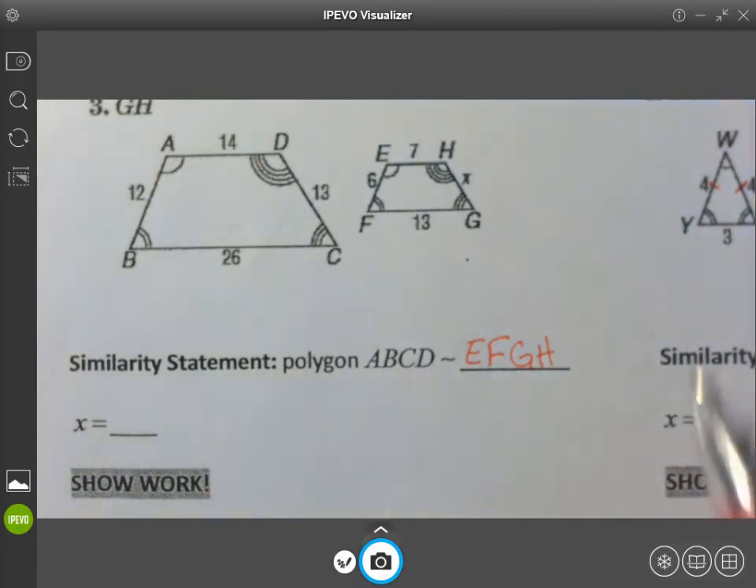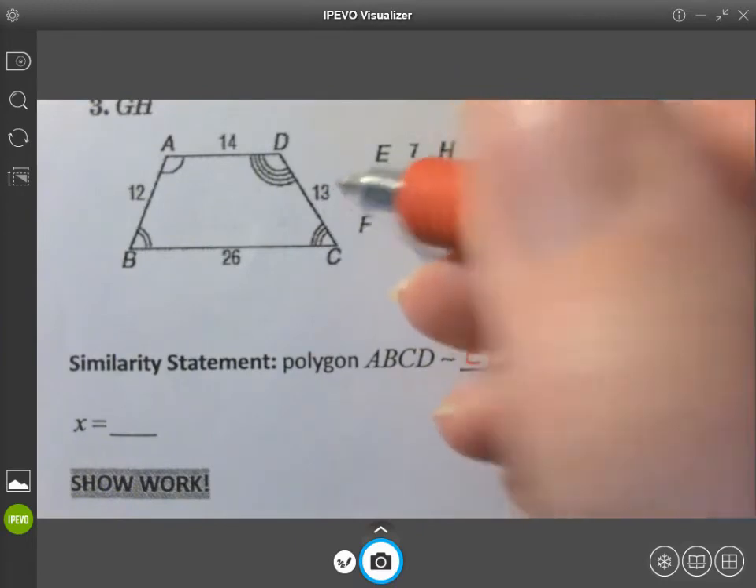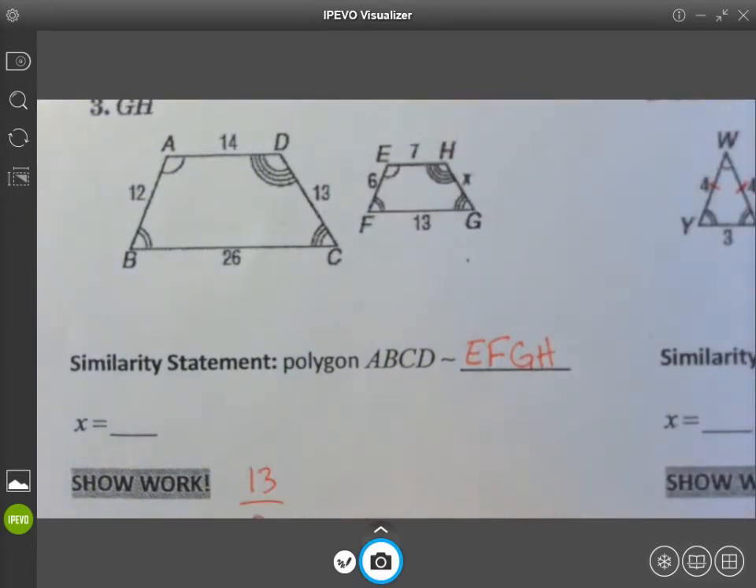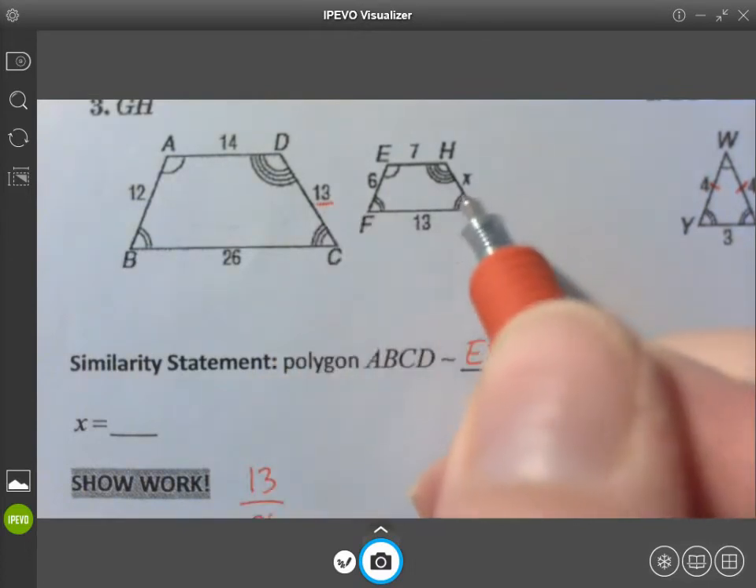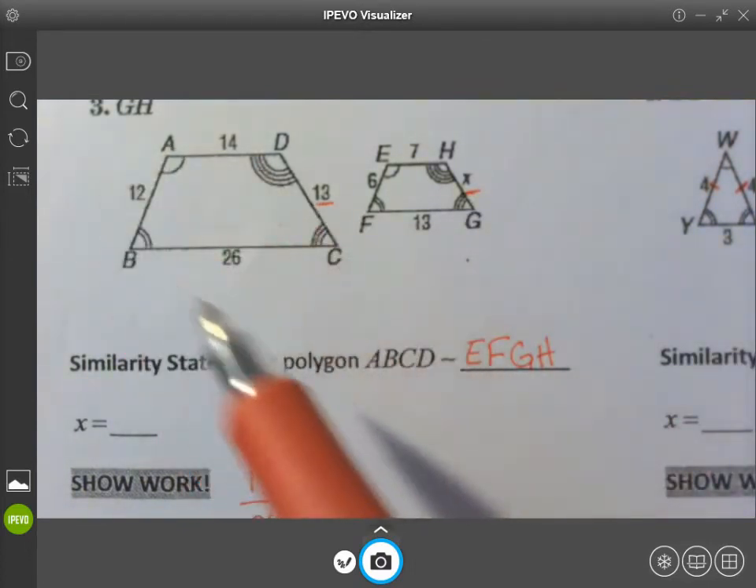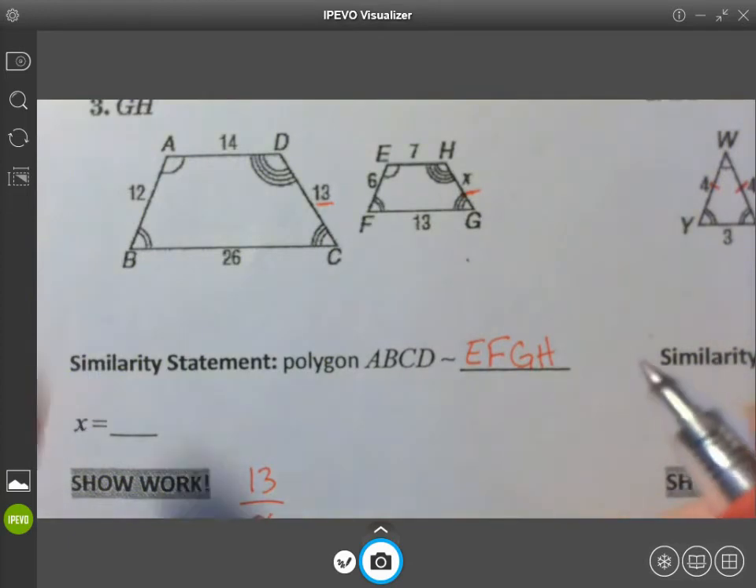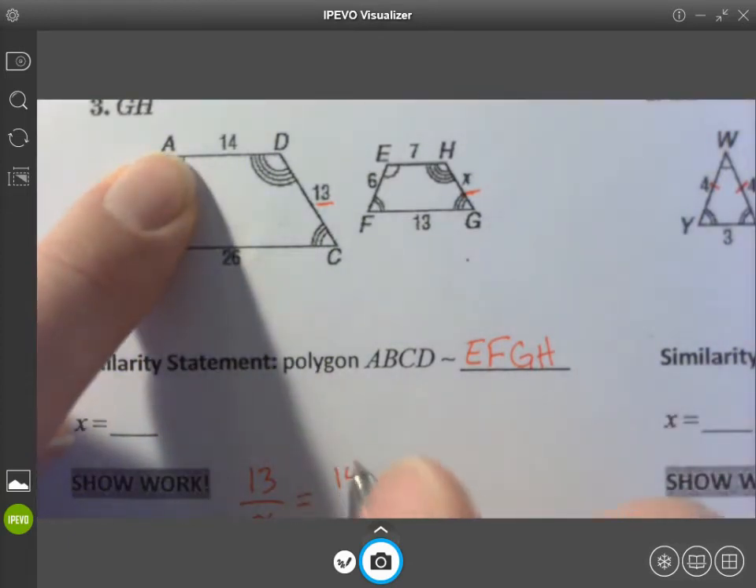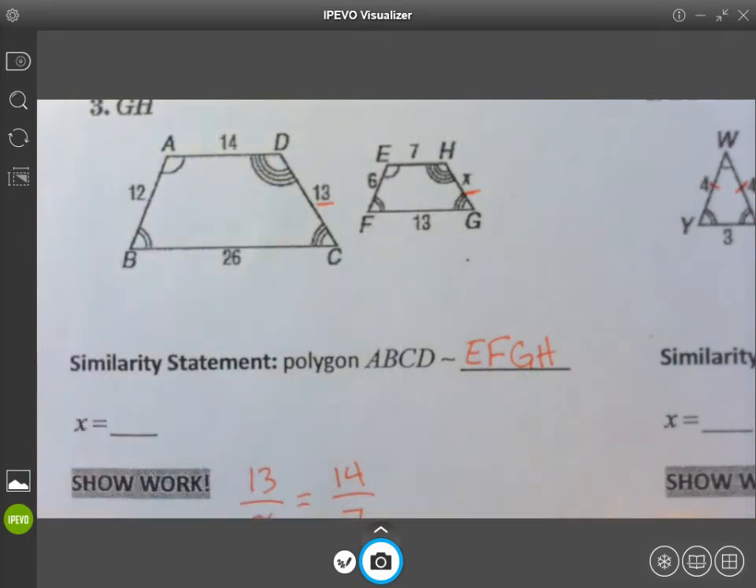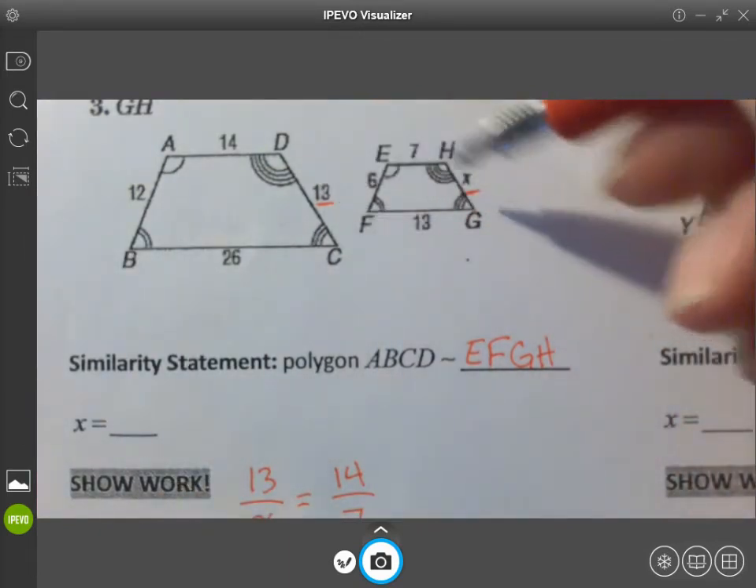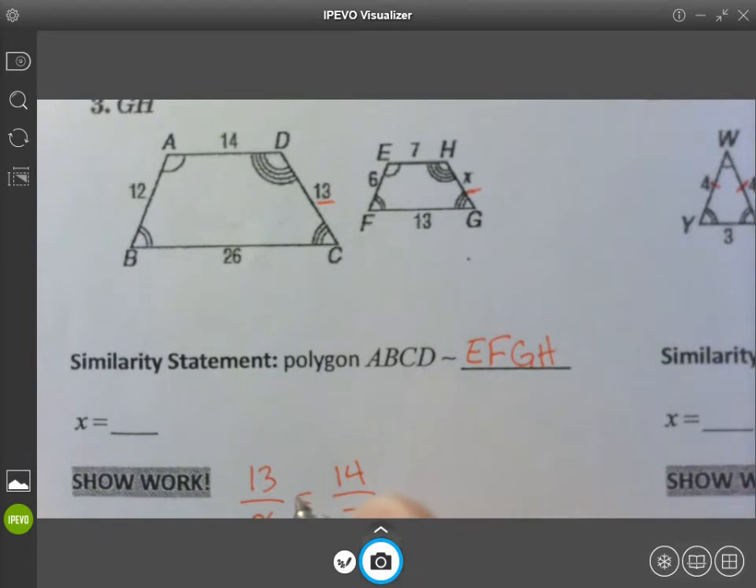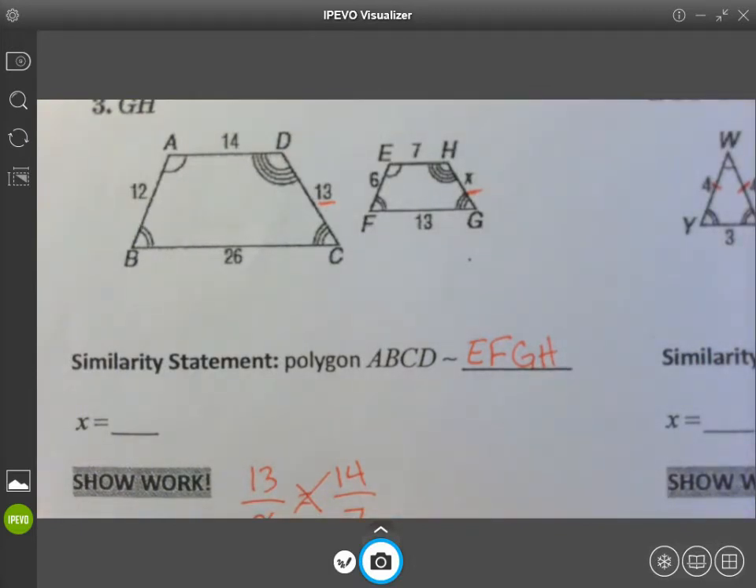So how do I do that? Well, x is right here, and x goes with this. So I'm going to do 13 over x. That's what I need. The 13 goes with the x. And then, guys, I have all the other sides. I just need to pick one. So I'm going to go with 14 over 7. So 13 to x equals 14 to 7. All right, so if I cross multiply, I would get 13 times 7, and that is 91, equals 14 times x. Divide both sides by 14.